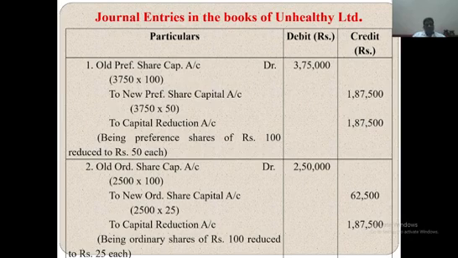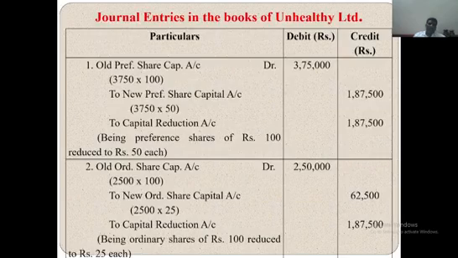So 2,500 into 25, 62,500. The remaining amount is capital reduction. So 2,500 into 75, 1,87,500. So being ordinary shares of rupees 100 each reduced to rupees 25. Reduced to 25 means 75 rupees per share reduced.